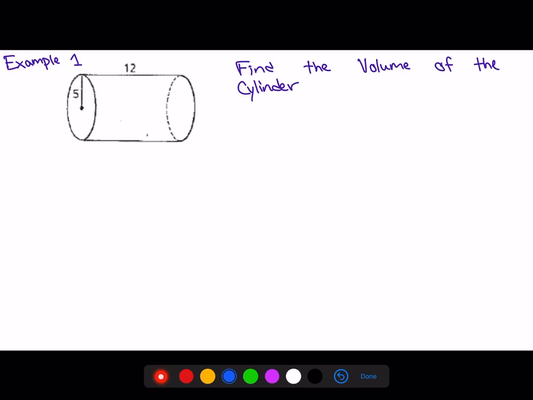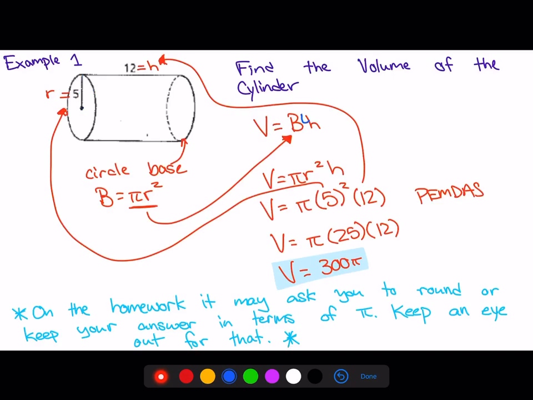All right, looking at this, we see, in this case, our radius is 5, because it goes from the center to an edge of the circle, so that means that's our radius. And the height of our prism is 12. So we have volume is equal to pi r squared times height. And if I look at this, again, radius is 5, height is 12.